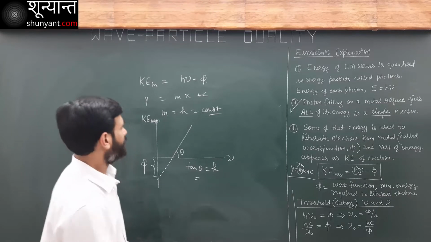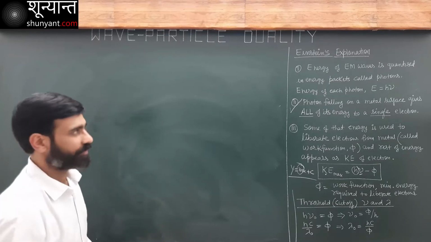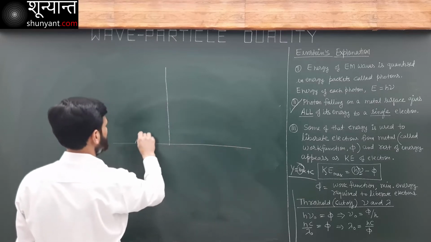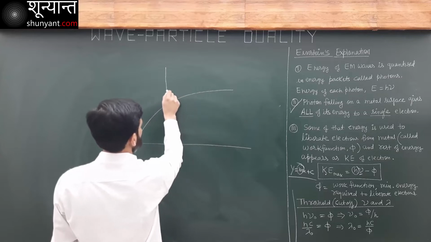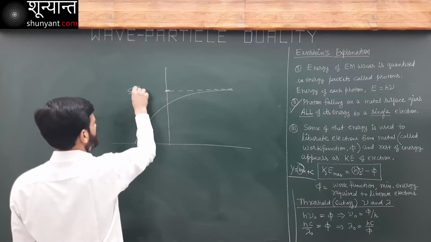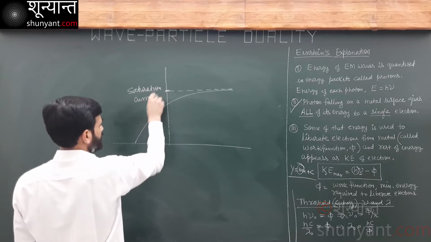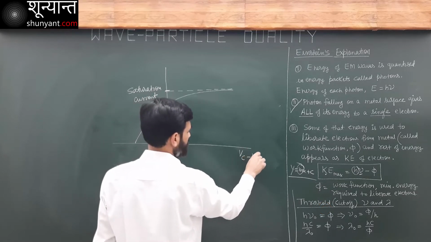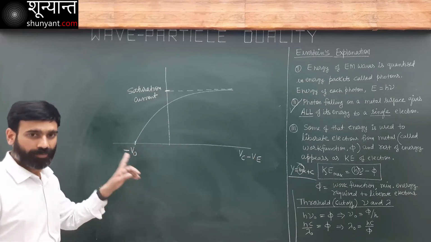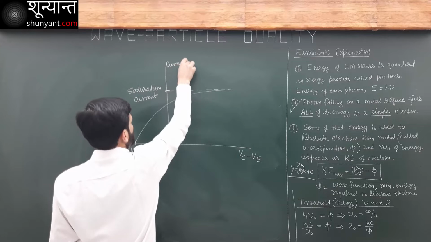Now, one other thing that we need to explain. It's like this. How do we explain this? This is known as saturation current. This is Vc minus Ve. And this I am saying as V naught. This is known as stopping potential. And this here is current.